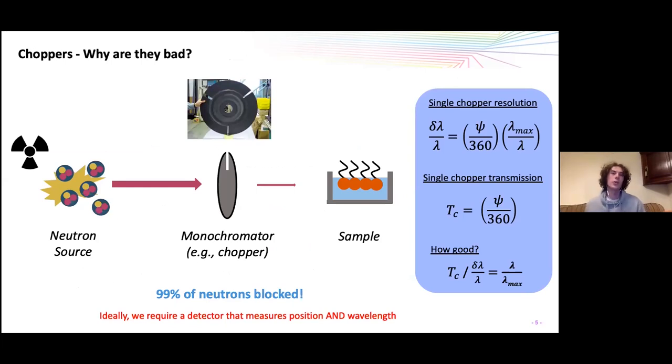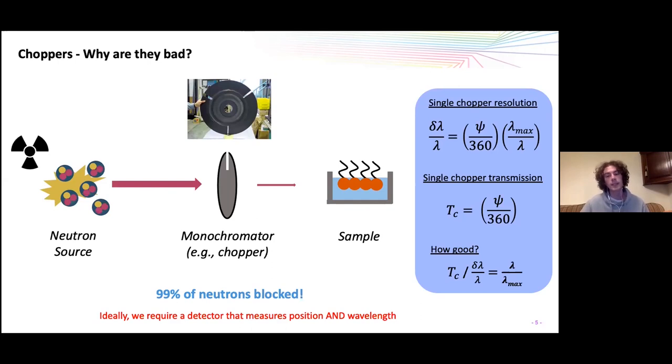Okay, so we've heard a lot about choppers. I'm basically going to explain why they're bad. So you have a neutron source, and then the neutrons travel through your collimation, your beam slits, everything, and then eventually you get to your monochromator, your chopper. The picture at the top has three slits, and that's actually made of carbon fiber. But for the purposes of this, just think of the one in the center with the single slit. Then, as previously explained, the neutrons pass through the slit, and then they reach the sample. And this is reliant on two things: it's reliant on the resolution, and it's reliant on the transmission.